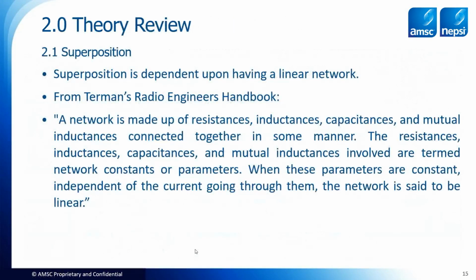So superposition is also completely dependent upon having what's called a linear network. I'd like to read the full text here out loud for us. A network is made up of resistances, inductances, capacitance, and mutual inductances connected together in some manner. These values are termed network constants or parameters. When these parameters are constant and independent of the current going through them, the network is said to be linear.